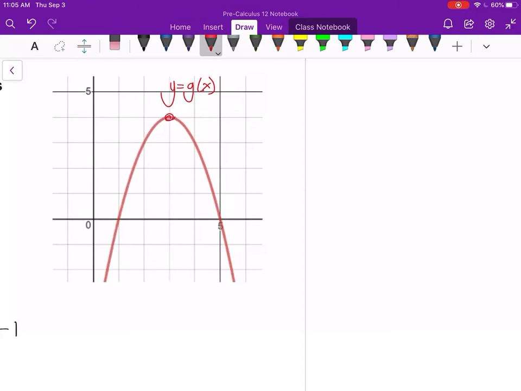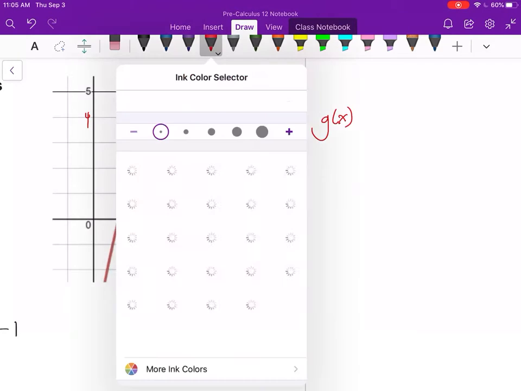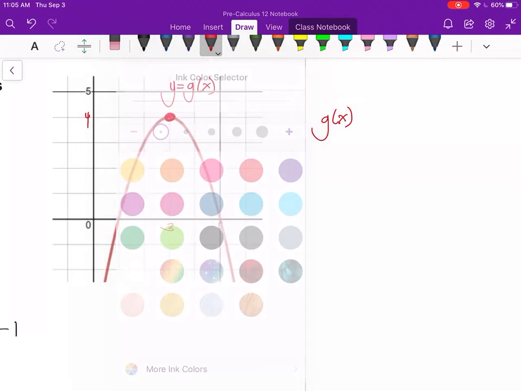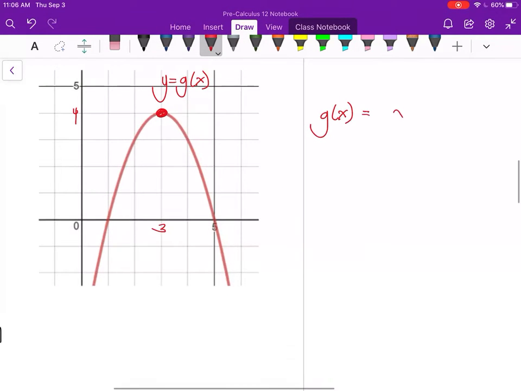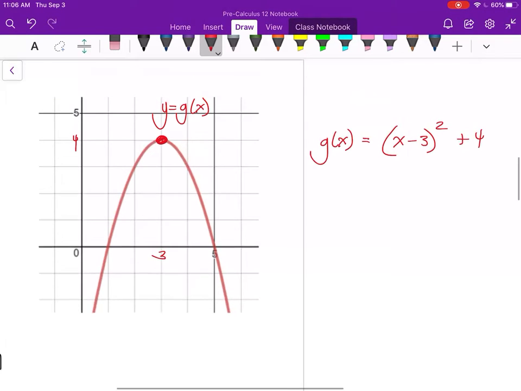One thing I can see is that this is a parabola with a vertex at (3, 4), which means I know the equation for g of x must have this sort of form: x minus 3, all squared, plus 4. And that's remembering how a quadratic function works: if you know where the vertex is, you know how most of your equation looks.